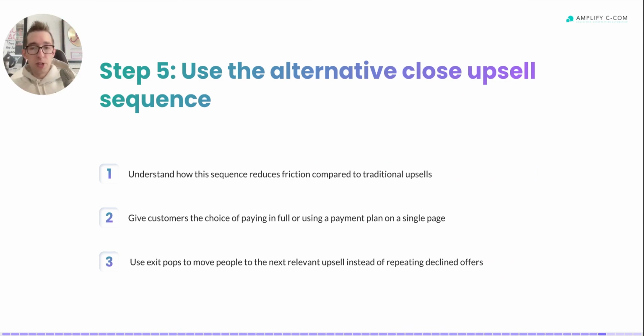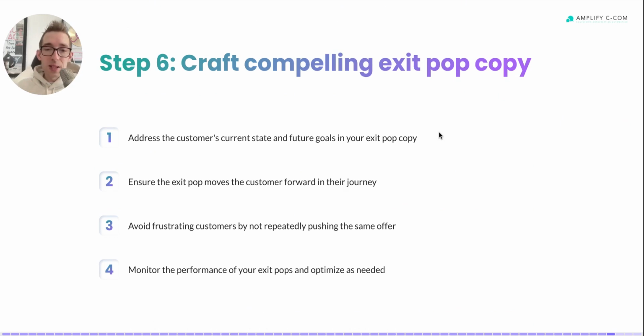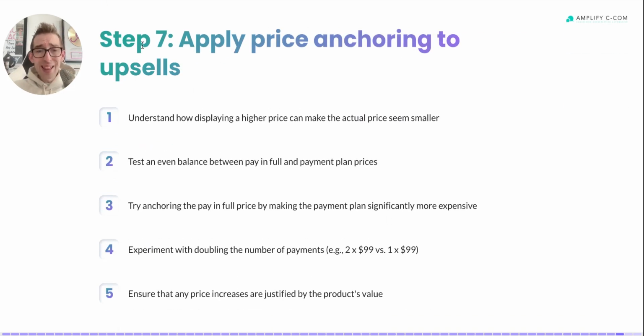So look at how that's reducing friction. Give the customers the choice of paying in full or the payment plans. Use exit pops to move people along. Craft compelling exit pop copy, so ensure that exit pop is moving them forward to that OTO2, that upsell 2 in the buyer journey. And avoid frustrating customers by not pushing the same offer over and over again. Don't be that window and door salesman, right? And then monitor the performance of that to see what percentage of people are getting to that second upsell.